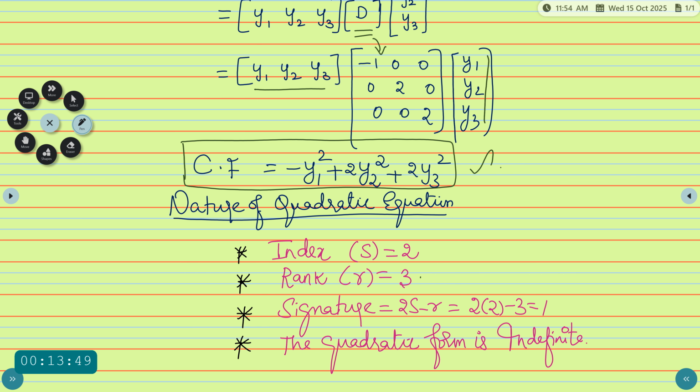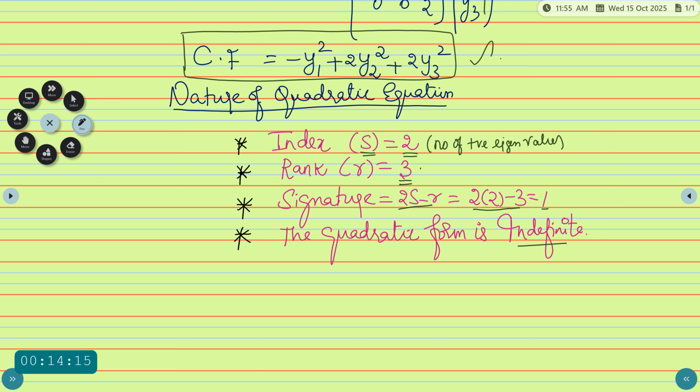Finally, we are going to check the nature of the quadratic form. First, we find the index. Index is the number of positive eigenvalues. The index is 2 and the rank is 3, and the signature formula is 2s minus r, that is 2 into 2 minus 3, so we get the answer 1. The quadratic form is indefinite because one of the eigenvalues is negative and the others are positive. So the quadratic form is said to be indefinite.